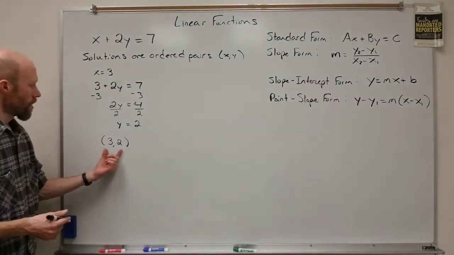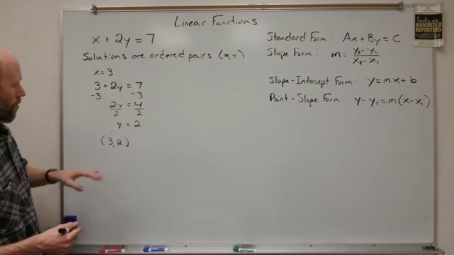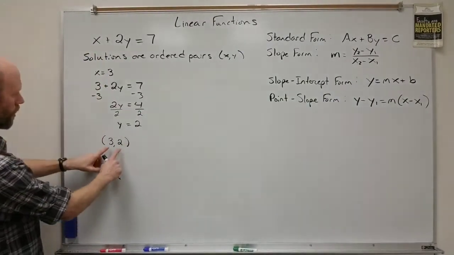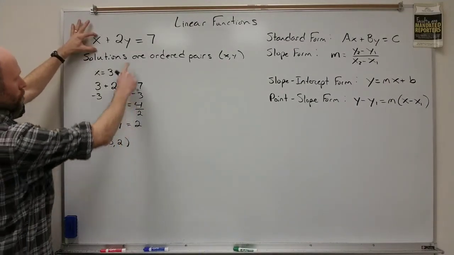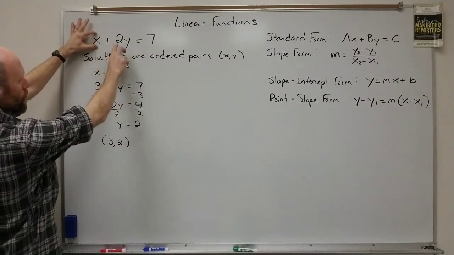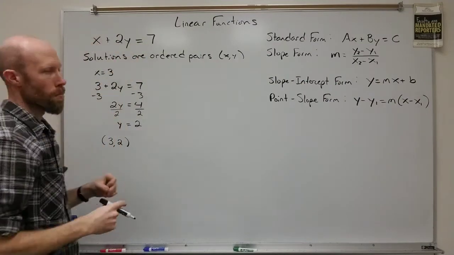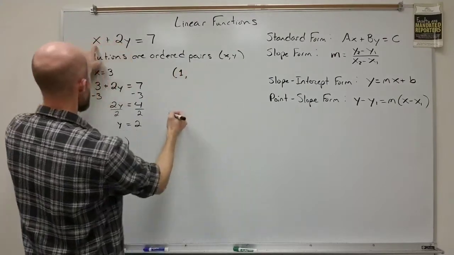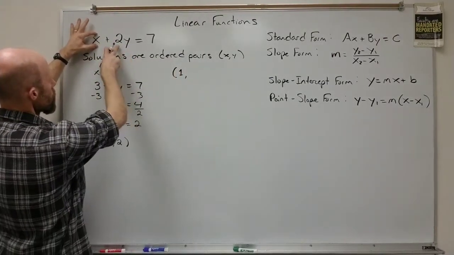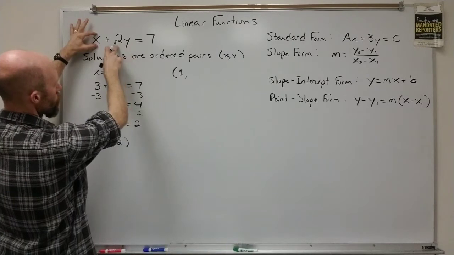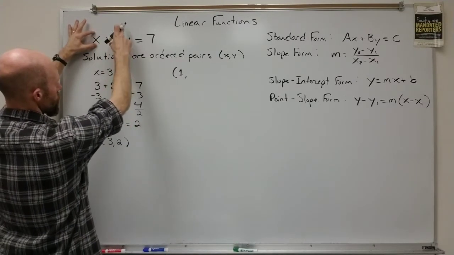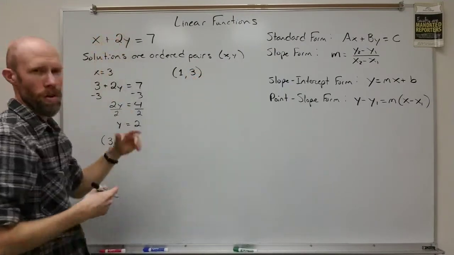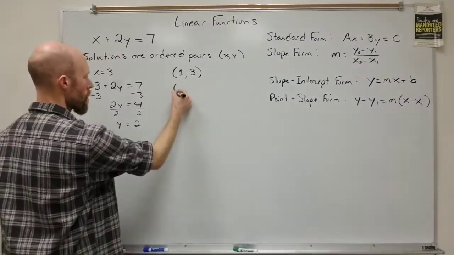Anyway, the solution is the point 3, 2 here, but there are many other ones. If you plug a 3 in here, you get 3, and you plug a 2 in here, this term is 4. So 3 plus 2 times 2, which is 4, is 7. But I could choose any combination. I could use the number 1 for x, and that would be a 1 here. So the y would have to be 3, because 3 times 2 is 6, and 1 plus 6 gives me 7. So 1 comma 3 is a solution. And I could make up a whole bunch of these.